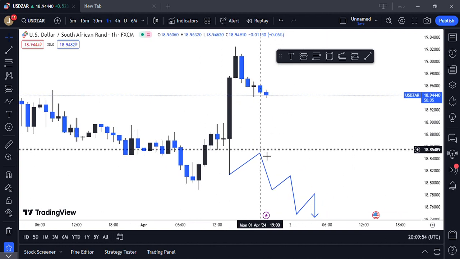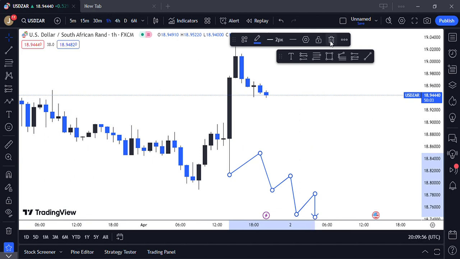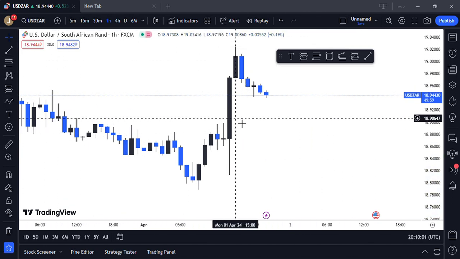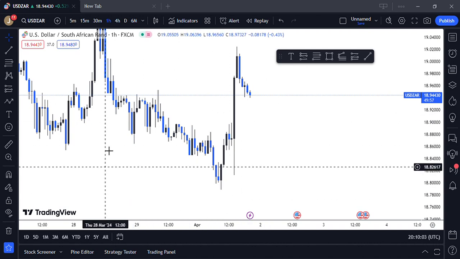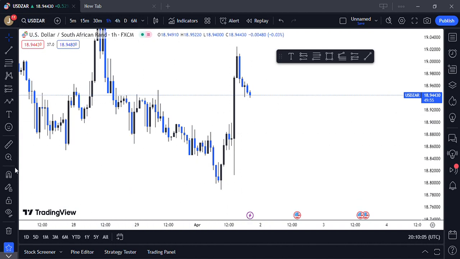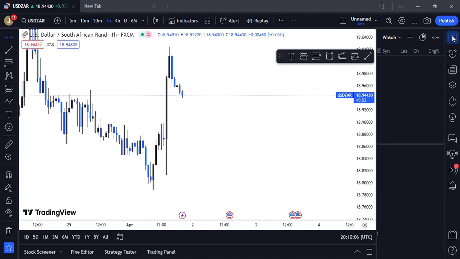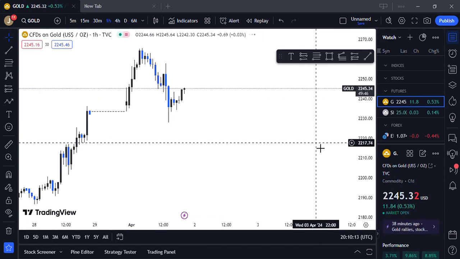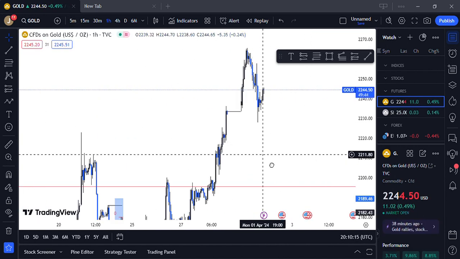Okay, so now let me take out this. So these are your tools. You use these when you want to analyze. I'll show you how my analysis looks like. Let me go to my watch list. Let's go to gold.